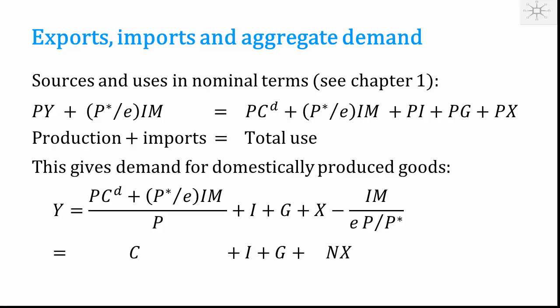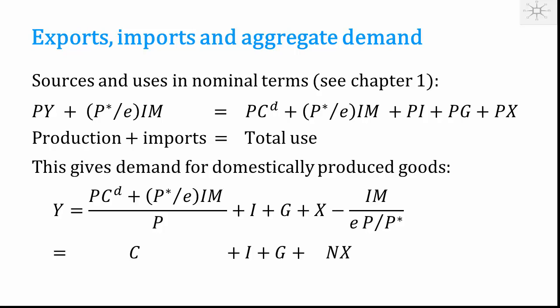And then we want to analyze what determines aggregate demand in the small open economy. Well, we can see that quite easily by looking at the sources and uses in nominal terms. We looked at those in nominal terms in chapter 1 when we looked at the national accounts. So the sources of goods and services are the domestic production, which is the price index times production, plus the nominal value of imports, which is the price index of imports times the volume of imports, IM. And the price of imports in domestic currency is going to be P star divided by the exchange rate.